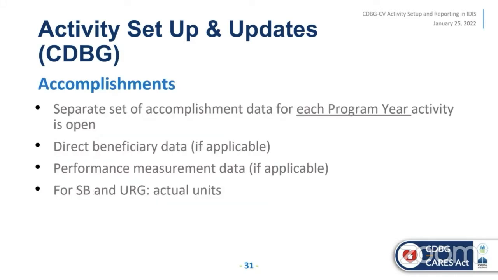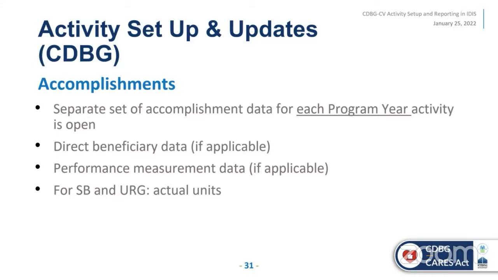Okay. So in terms of the accomplishments, sometimes if an activity is open for multiple years, you may have accomplishments to enter for 2019, 2020, 2021. And somewhere on the accomplishment screens you can pull down and make sure that you're entering data in for the program year where the accomplishments happened. And you can keep going and do that as a running total in your accomplishment screens. You want the most direct beneficiary data that you can.